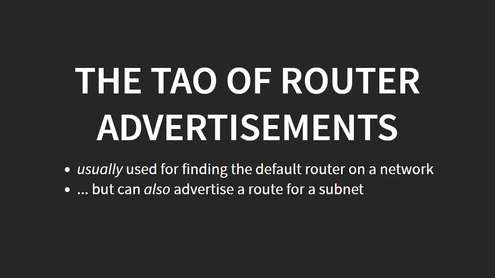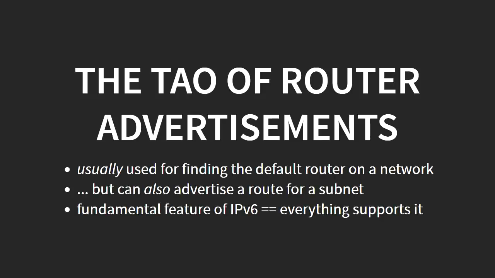And the nice thing is that they're not some add-on feature that you have to have. They're fundamental. They're a core building block of IPv6. So that means that everything supports it. If you've got something that can talk IPv6, then it can receive and process router advertisements. If you've got something that can route IPv6, then it's capable of sending router advertisements.